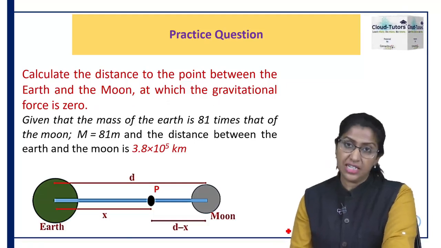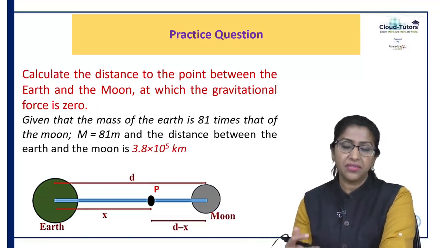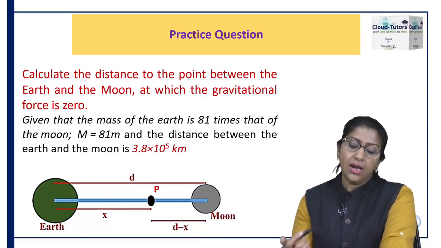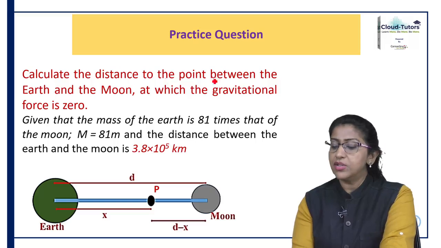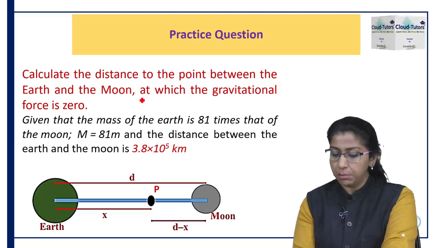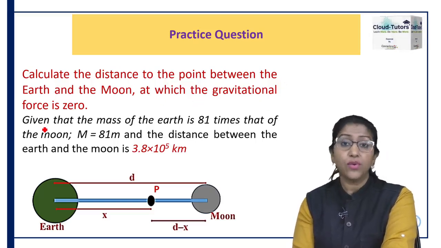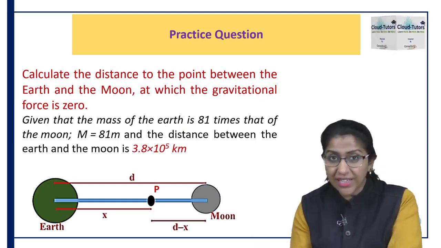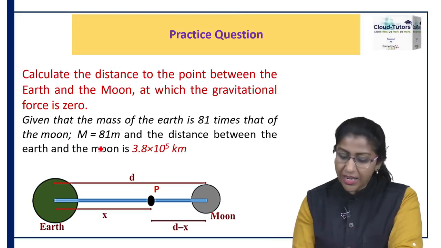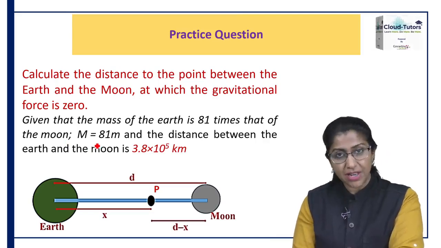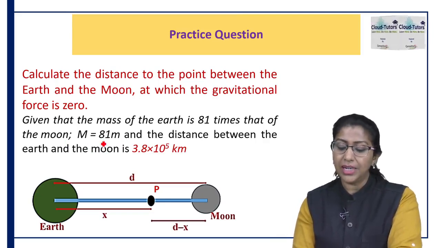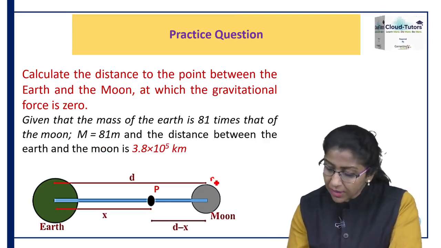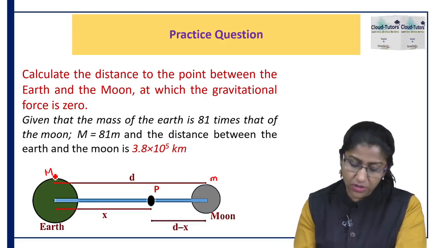Another very interesting question. I'm sure all of you would have come across such questions while studying gravitation, right? Now, what is the question? Calculate the distance to the point between the Earth and the Moon at which the gravitational force is 0. Given that the mass of the Earth is 81 times that of the Moon, that is, capital M is taken to be the mass of the Moon, and 81 times small m is taken to be the mass of the Earth. We can just denote it in this fashion.